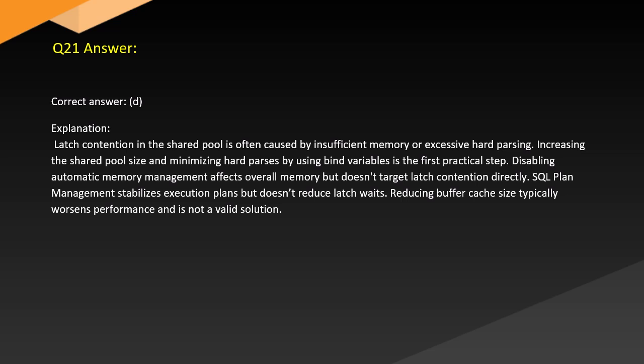Answer. Correct answer. D. Explanation. Latch contention in the shared pool is often caused by insufficient memory or excessive hard parsing. Increasing the shared pool size and minimizing hard parses by using bind variables is the first practical step. Disabling automatic memory management affects overall memory but doesn't target latch contention directly. SQL plan management stabilizes execution plans but doesn't reduce latch waits. Reducing buffer cache size typically worsens performance and is not a valid solution.